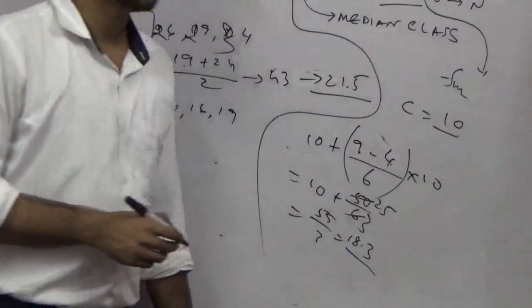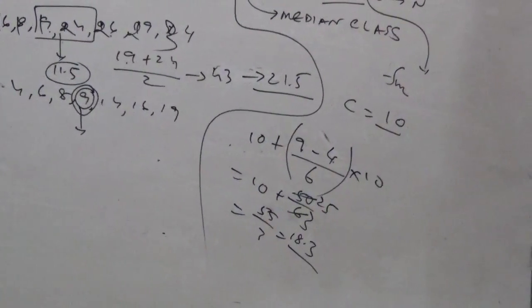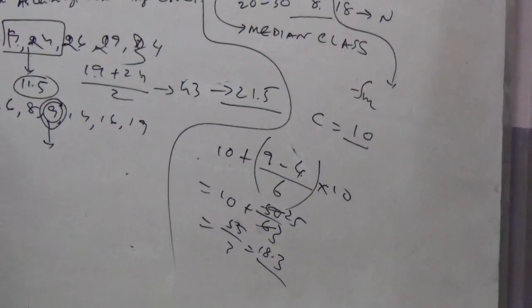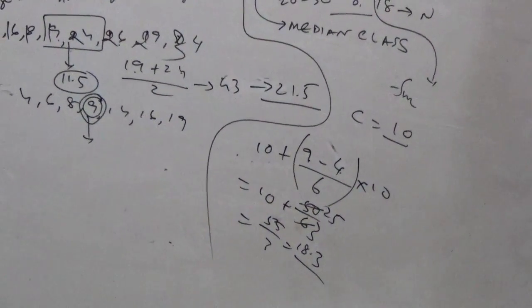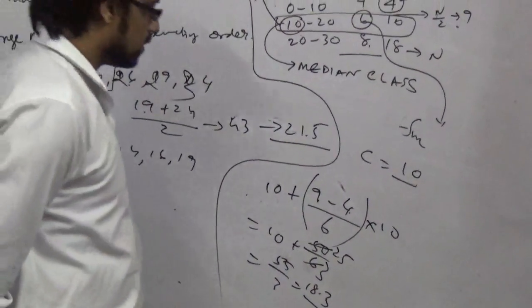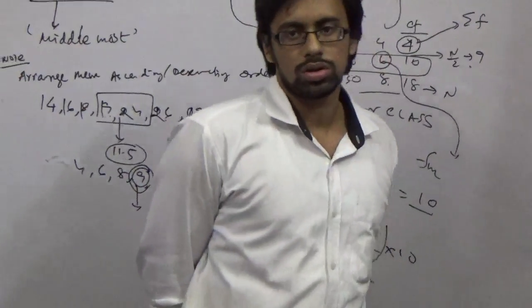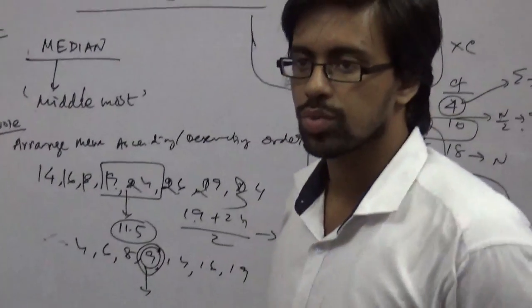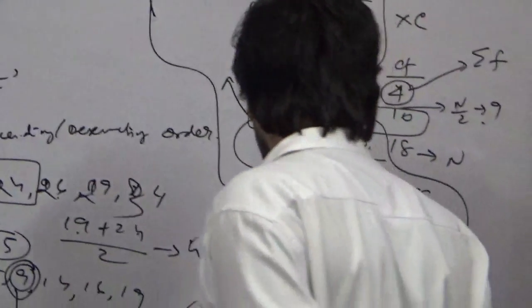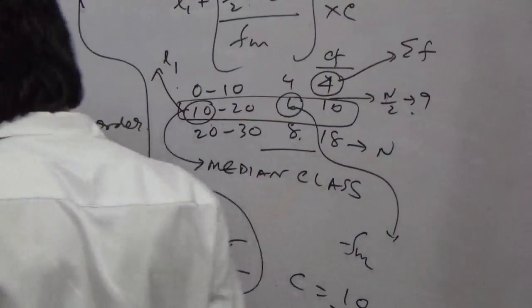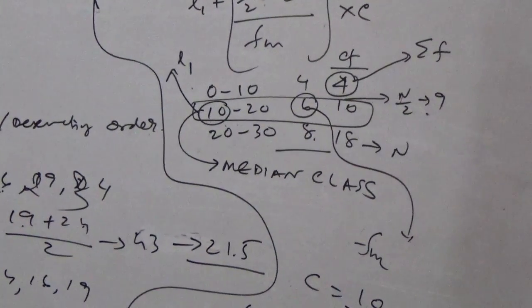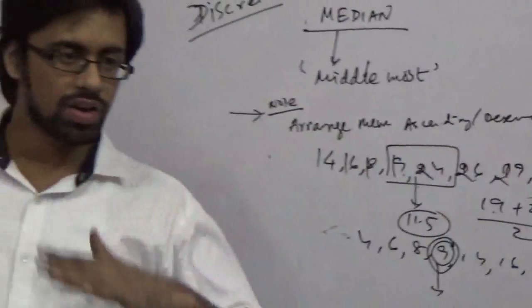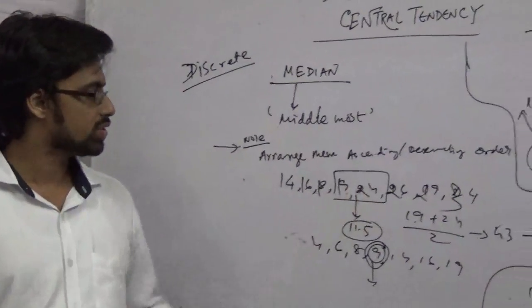So the answer is 18.3. So 18.3 is your median. Now you can say that, sir, the data is from 0 to 30, so the median should be closer to 15. Why is it closer to 18.3? There is a statistical answer to that as well, because the highest frequency is happening between 20 to 30. So the concentration of the data is much higher in the lower segment.